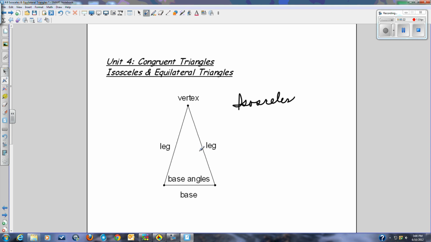The two equal sides of an isosceles triangle are called the legs, and the angles opposite those legs are what we call the base angles. The third side of the triangle is called the base, and the vertex opposite the base, or here is the vertex which is located opposite the base.